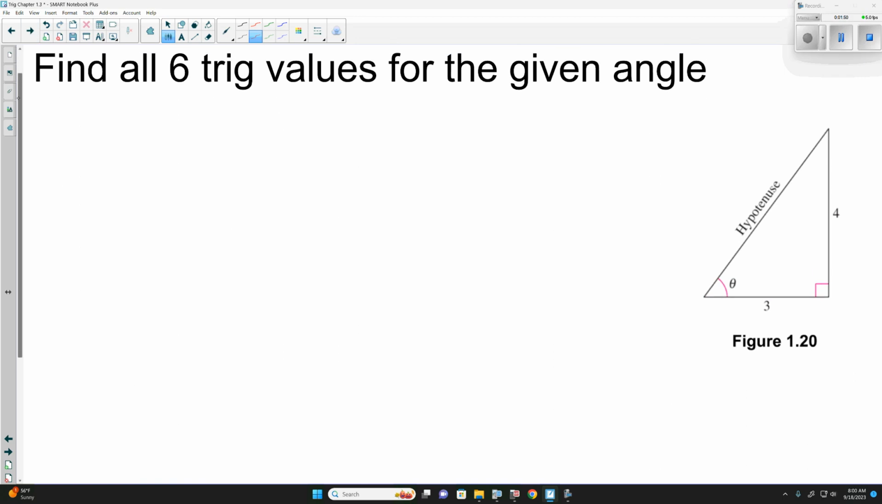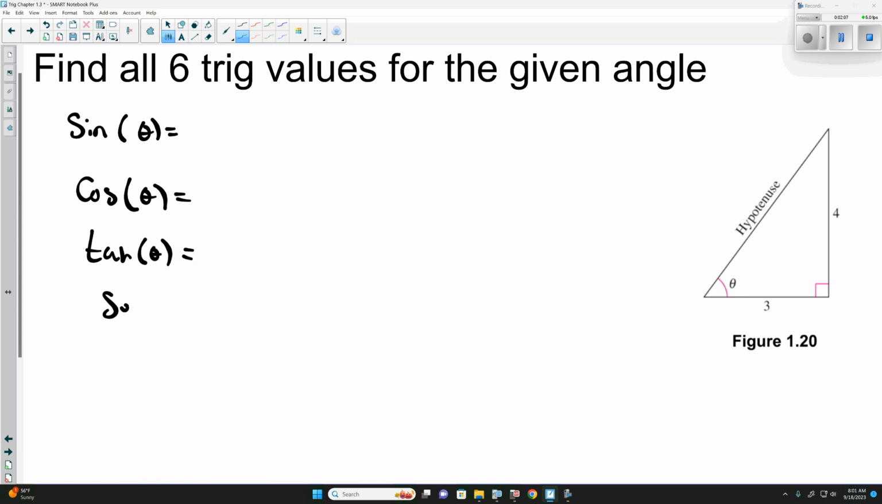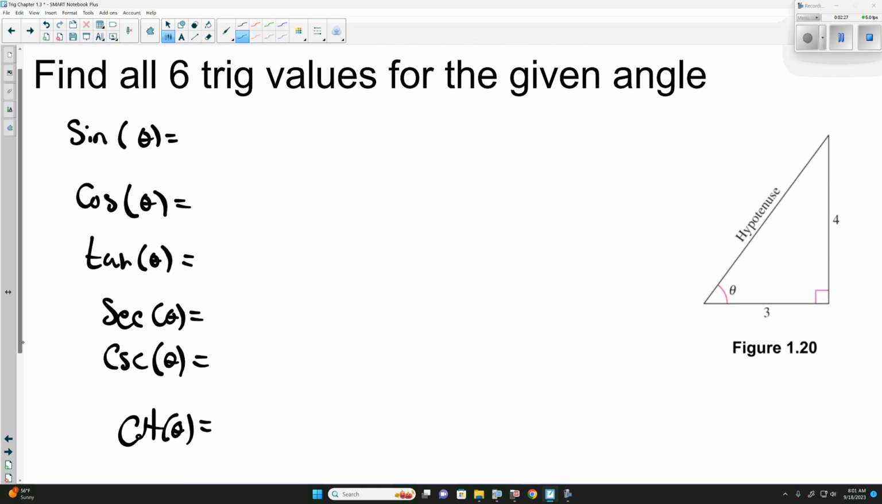And what we're going to be looking at with some of these here is finding all 6 trigonometric values. So sine of theta, cosine theta, tangent of theta, secant of theta, cosecant of theta, and cotangent of theta. But really, if I can find sine, cosine, tangent, we will have secant, cosecant, and cotangent, because they're just going to be 1 over sine, cosine, tangent, or the flip of them.